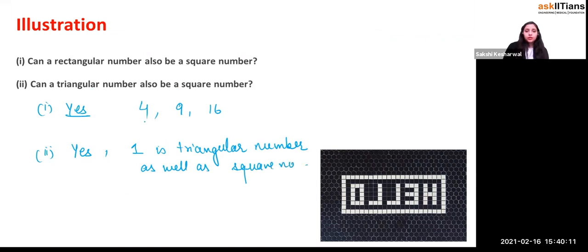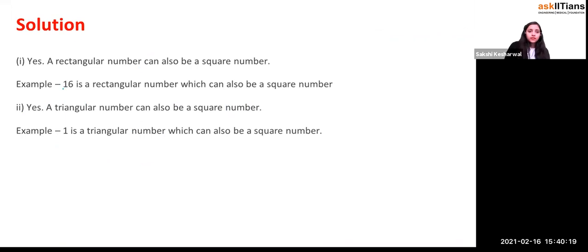Right. And similarly, 4, 9, and 16 are composite numbers. These are rectangular numbers as well as square numbers, right? So see, 16 is a rectangular number and can also be a square number, right?